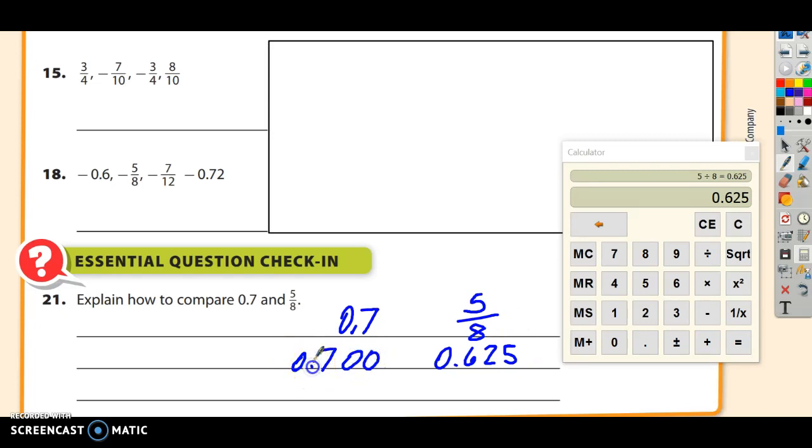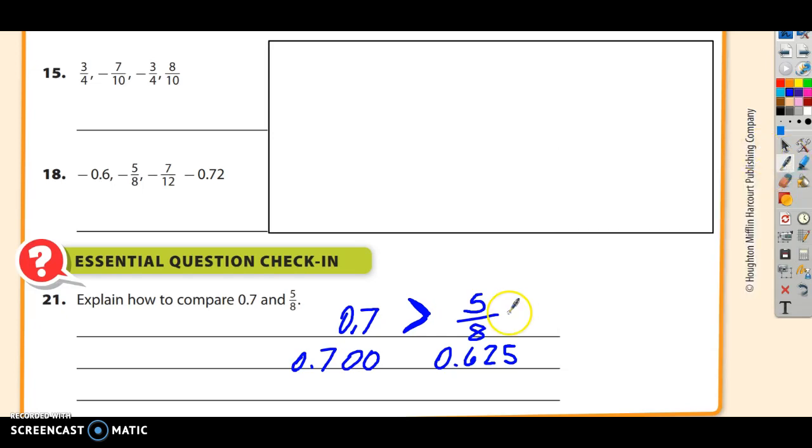So now we have 0 and 700 1,000ths, and 0 and 625 1,000ths. Well, 7 is greater than 6, so this is actually the greater value. Alright, so we're good there. It says explain how. If we wanted to put some words on it, we could say 5 divided by 8. This means 5 divided by 8. I think that's enough of an explanation.